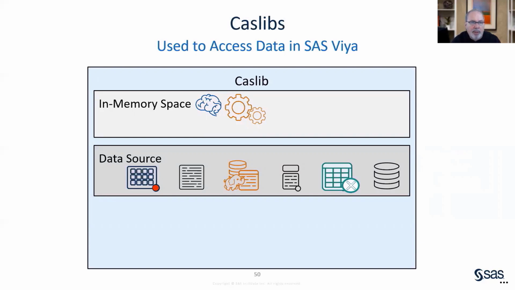A CAS lib consists of a combination of in-memory space and offline storage. We can load data very quickly into the in-memory space from any of the locally stored data sources.